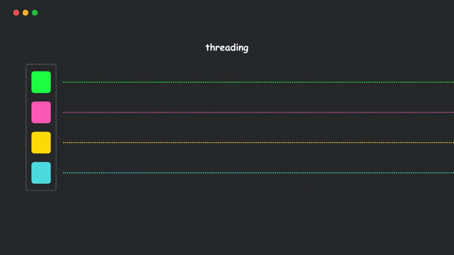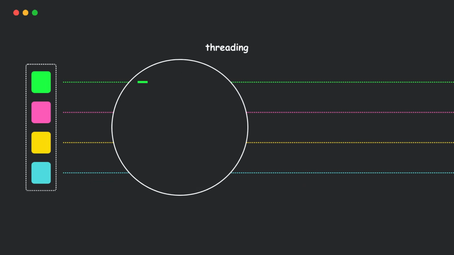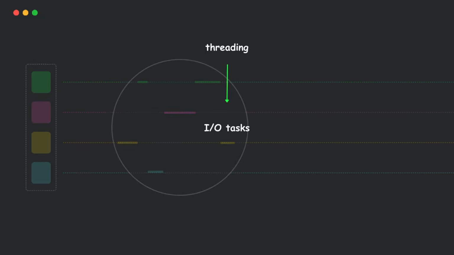In Python's main interpreter, which is CPython, there's a global interpreter lock. This lock ensures that only one thread can execute Python bytecode at any given time. So even if you use the threading module to run multiple threads, only one of them can actually execute Python code at a time. This makes threading useful for I/O-bound tasks, but not for CPU-heavy work.